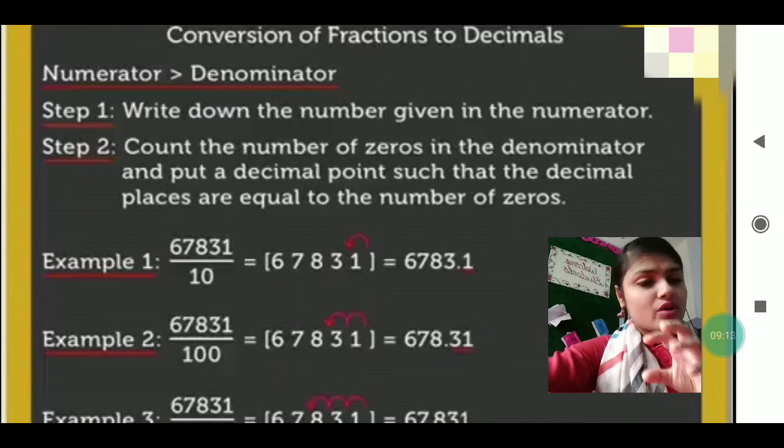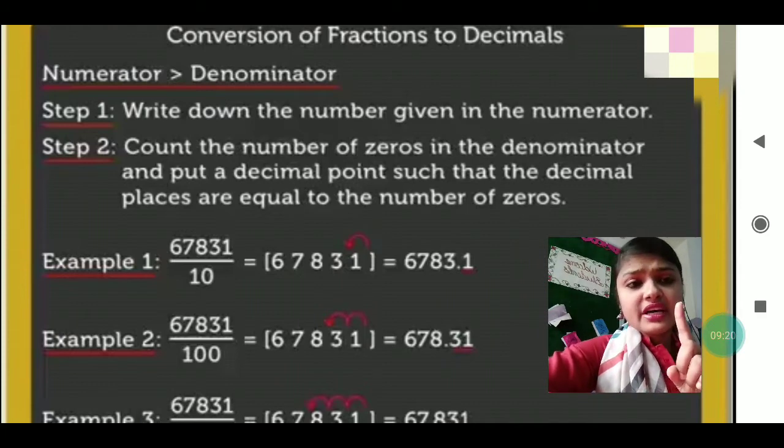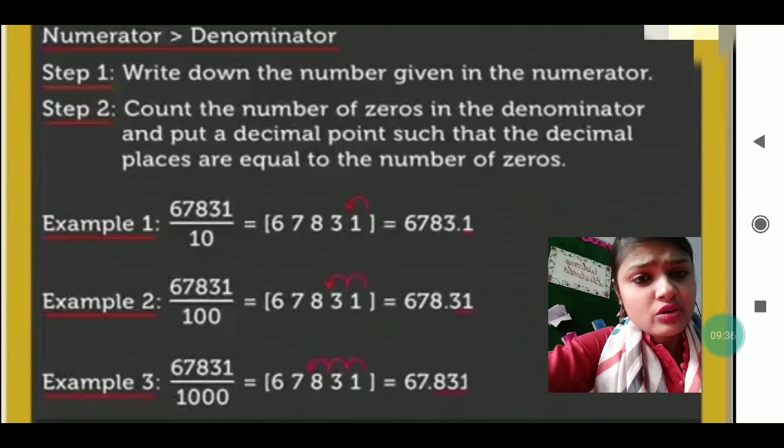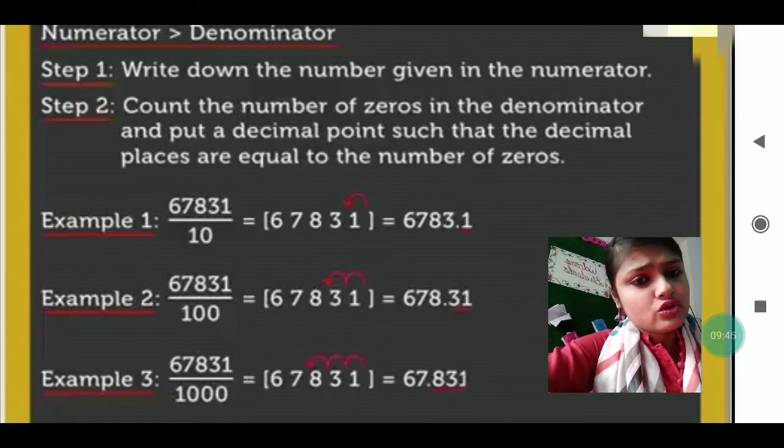Means according to the number of zeros present, after the number you have to put the decimal point. If 10 is there, means after one number from the last you have to put the decimal point. If 2 zeros are there, in the same way, from the last, from the ones place, after counting ones and tens place, you have to put the point because 2 zeros are there. In the same way, if 3 zeros are there, after counting 3 places from the last, from the ones place, you have to put the dot, that is the decimal point. Okay, in this way we do this.